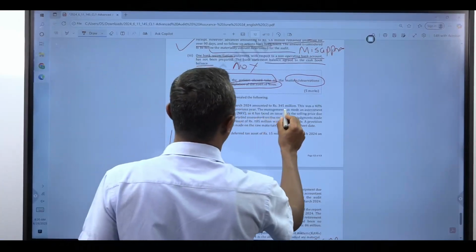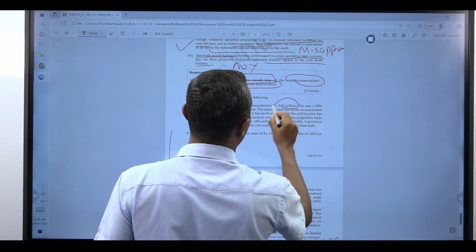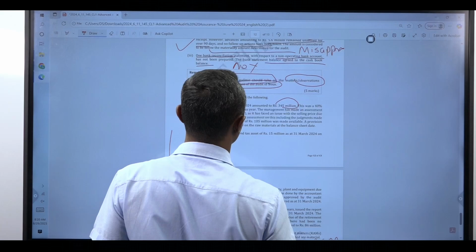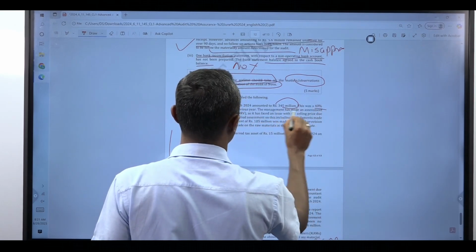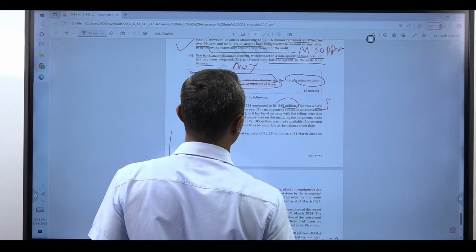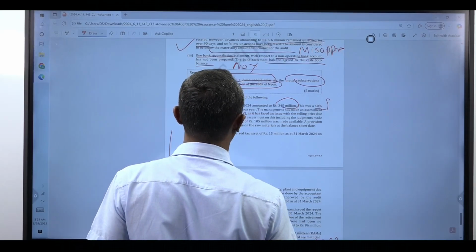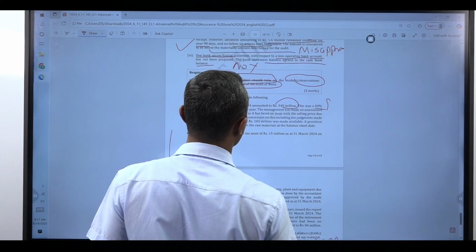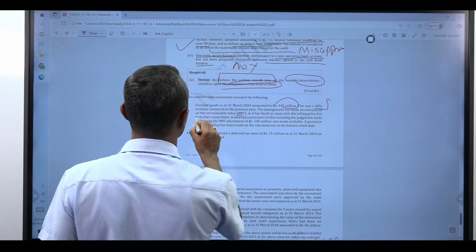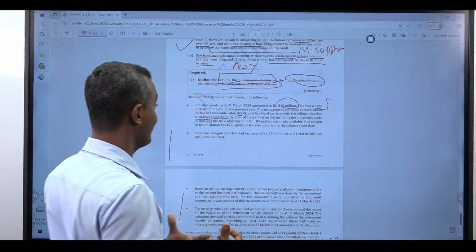Finished goods amounting to 345 million. There was a 40% increase compared to the previous year. So the FG has increased. The management has made an assessment on the NRV. It has faced an issue with selling price due to market competition.